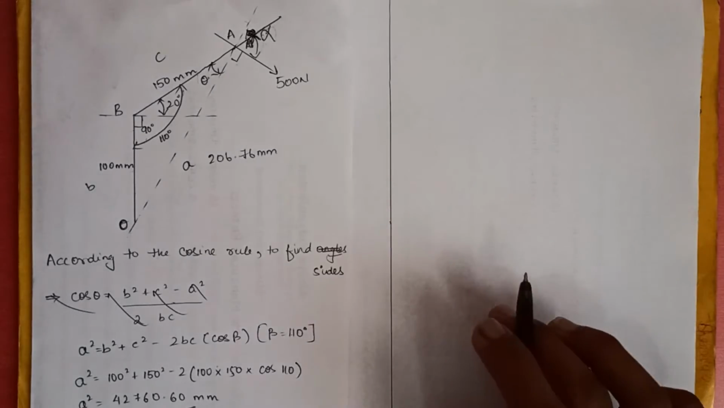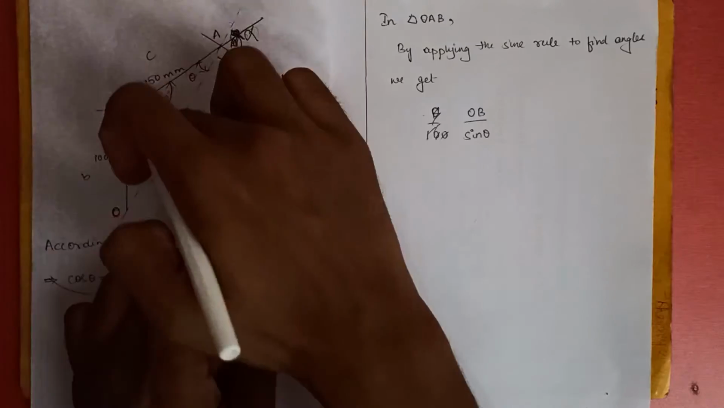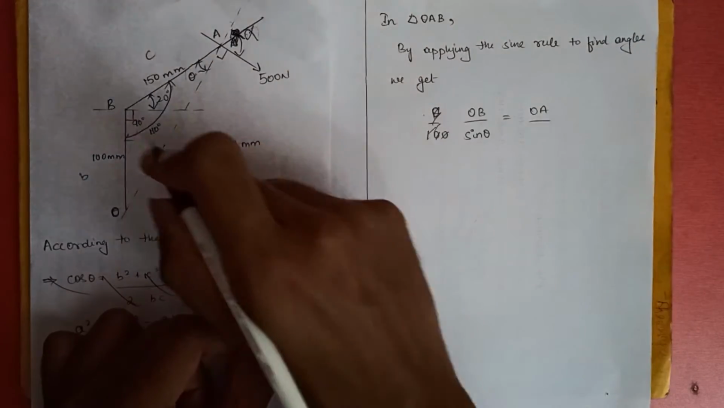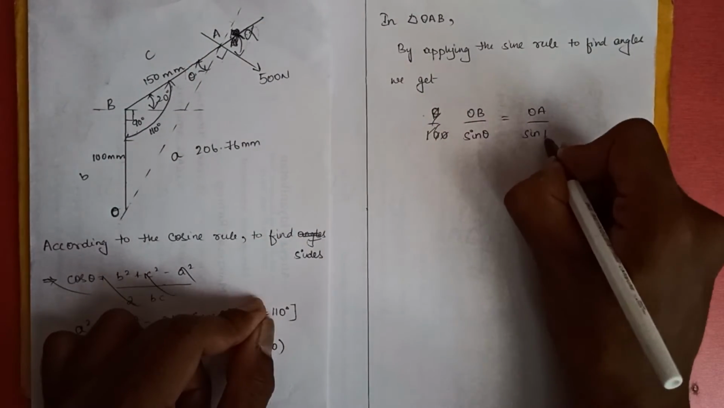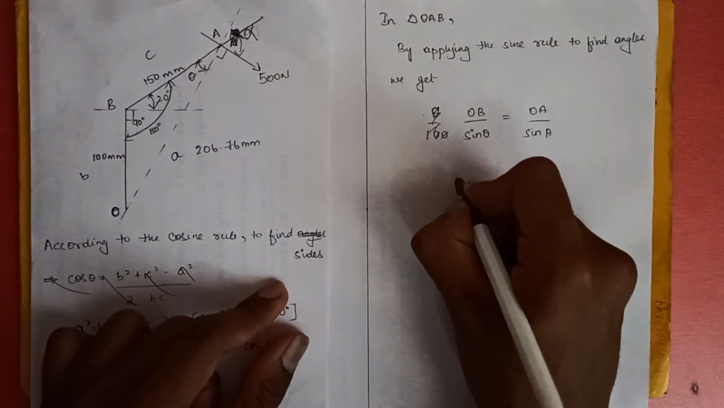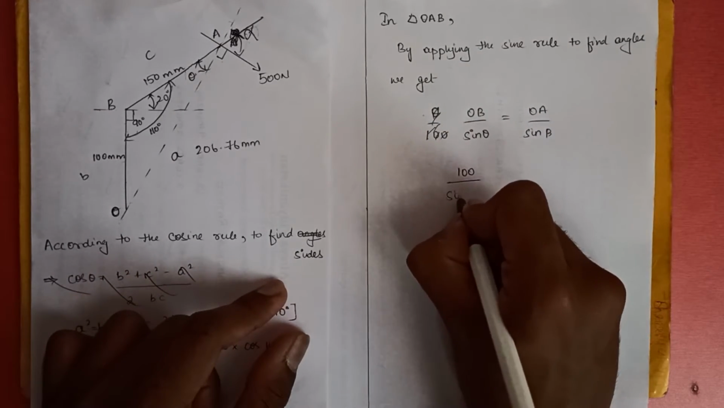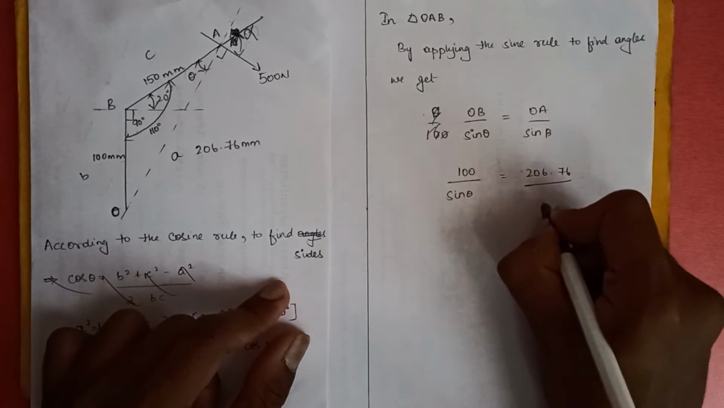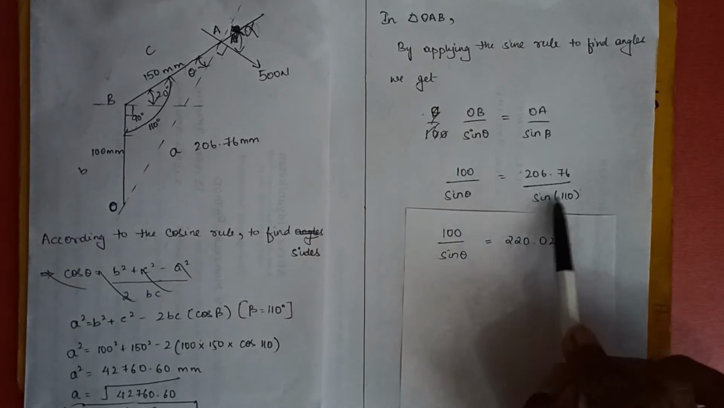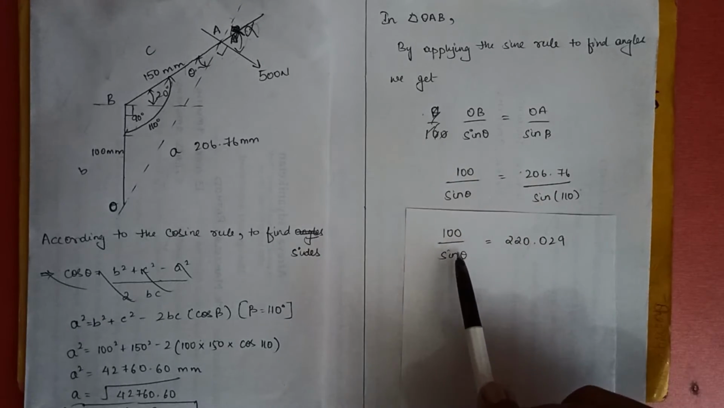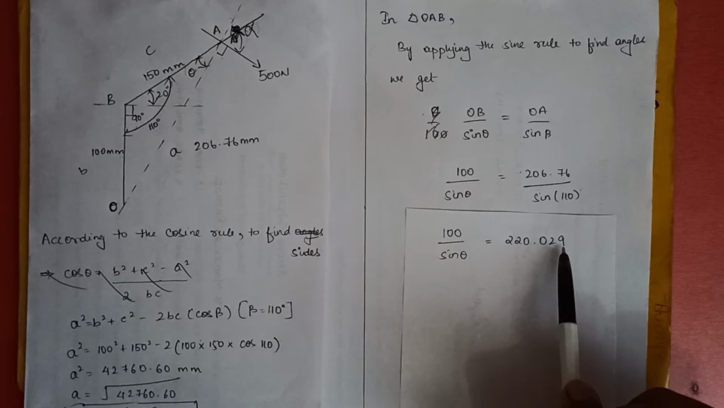By applying the sine rule, we can easily find the angle theta. OB by sine theta is equal to OA by sine beta. Here beta is equal to 110 degrees. On solving this, we get 100 by sine theta is equal to 206.76 by sine 110. On solving that, you get 220.029. So 100 by sine theta is equal to 220.029.